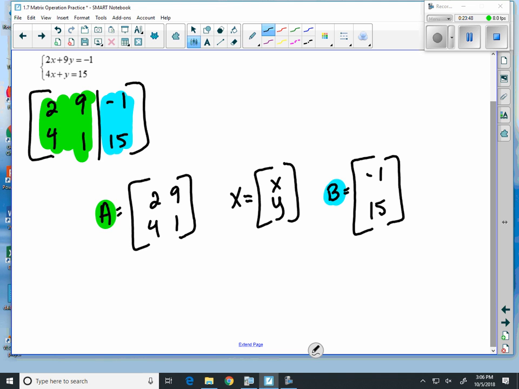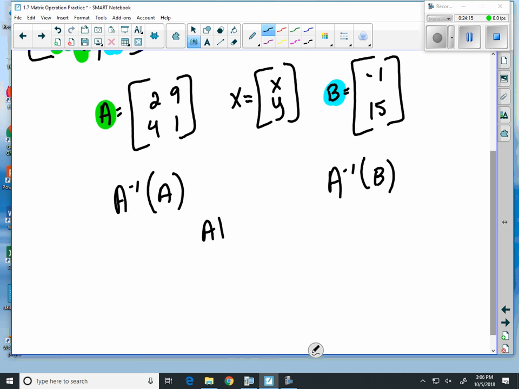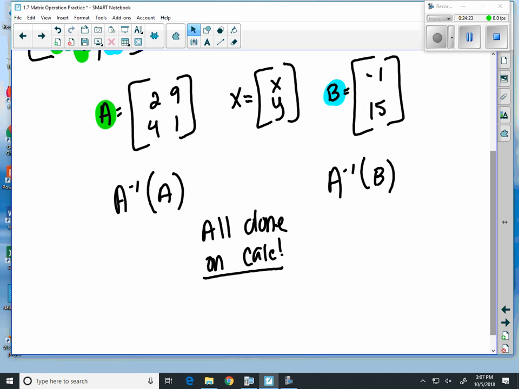All right, so what we do to find our answer, to find X and Y, is we use the idea of the inverse. So we need to find the inverse of A. And what we do with that inverse is we multiply A by that inverse, and we also multiply B by that inverse. And I'm going to show you all of this on your calculator. So this is all done on the calculator. Okay, so I'm going to go ahead and pull up my calculator.